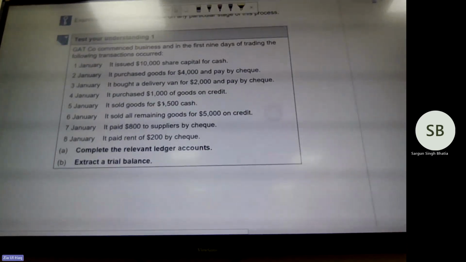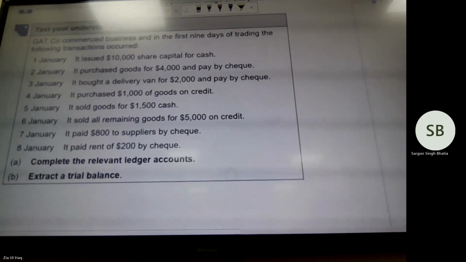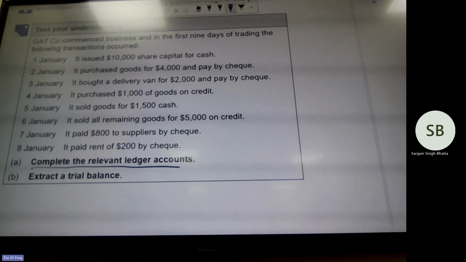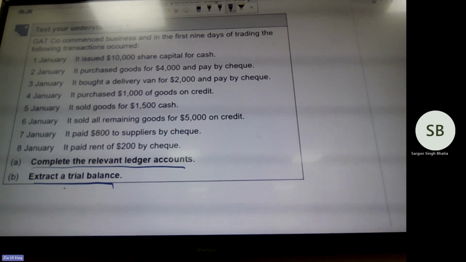We have this question number 1. What we need to do is complete the relevant ledger accounts and extract our trial balance. That means first we need to pass journal entries, then we need to produce ledgers, and then we need to prepare the trial balance. This is the question for your homework.